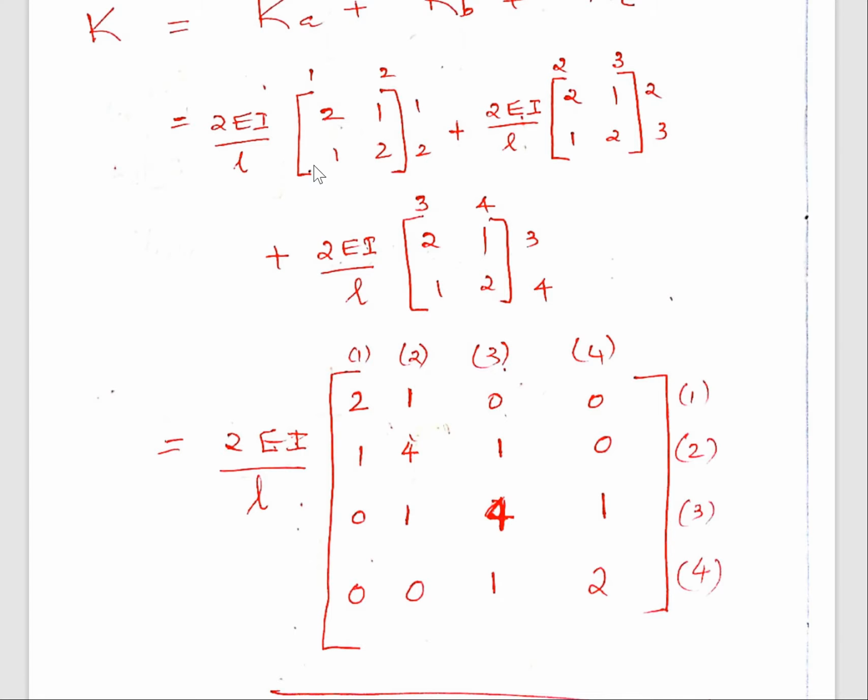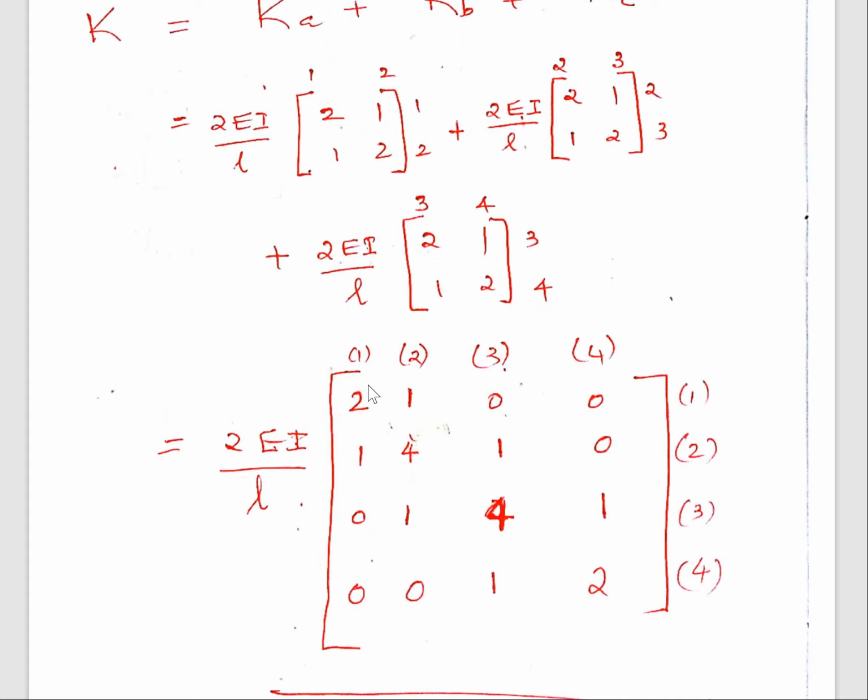So do the numbering as explained in the previous step, and let's assemble the elements one by one. Here our total stiffness matrix will be a 4 by 4 matrix because we have 4 system forces and 4 system displacements. So here the first element corresponding to first column and first row is 2.